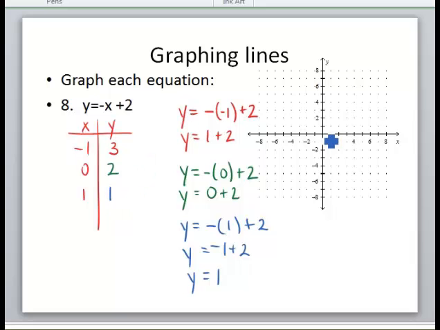Graphing these ordered pairs, I've got negative 1, comma 3. 0 on the x, 2 on the y, and 1, 1. Connect those together, and I'm finished.